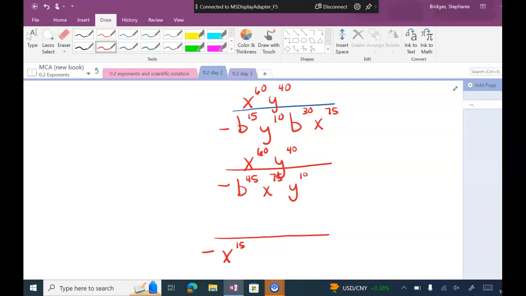Then I'm going to go to the y's. I have 40 y's at the top. I have 10 at the bottom. Where do I have the most? At the top. How many more do I have up there? 30. And what else am I forgetting? The b's. Do I have any b's at the top that can cancel? No.